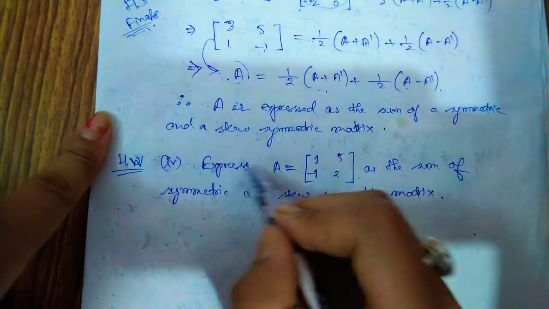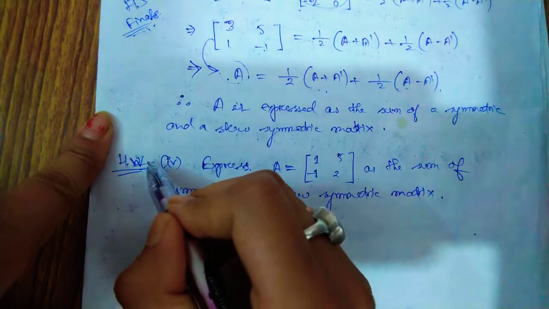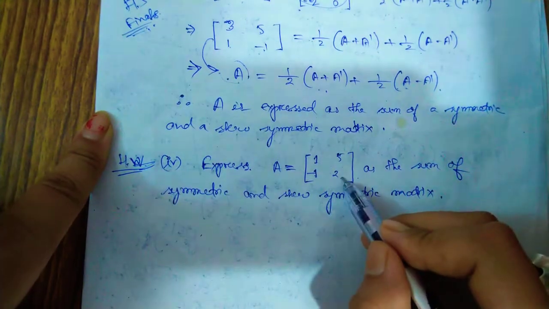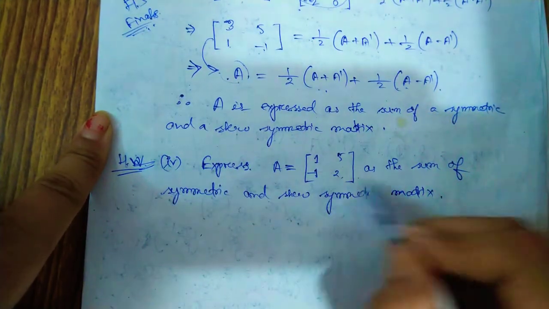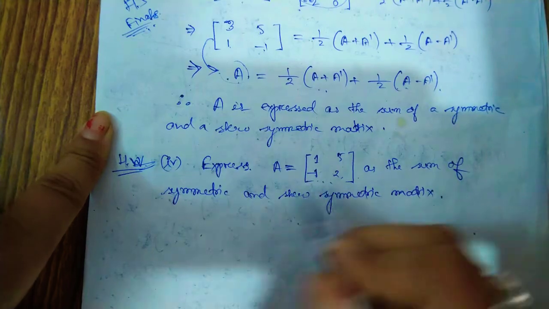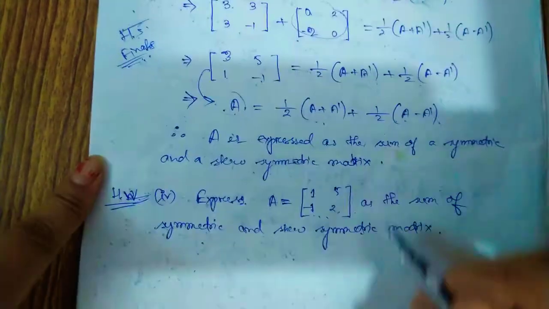There is a question as homework for you, and it is mandatory. For the given square matrix, express it as a symmetric and skew symmetric matrix. The procedure is the same as before. Do it.